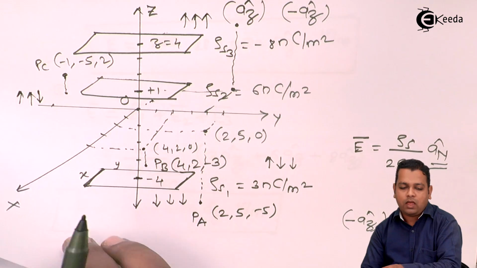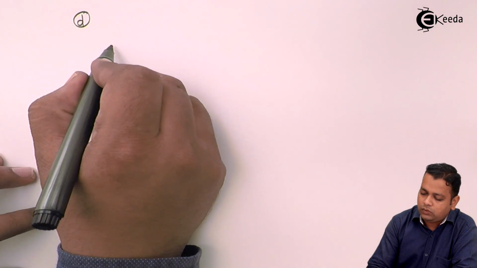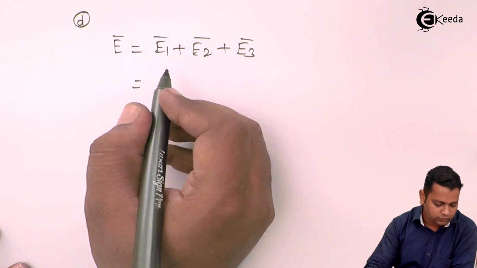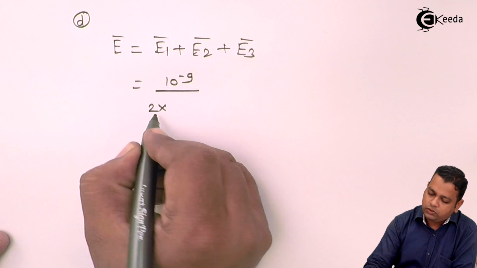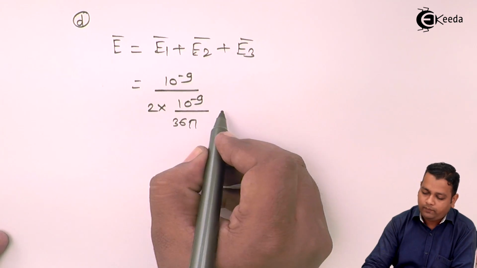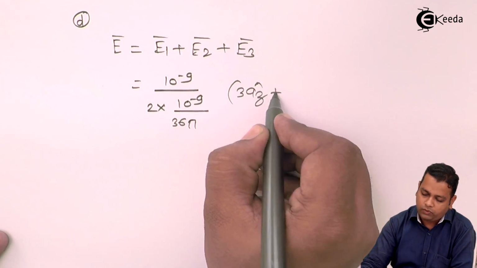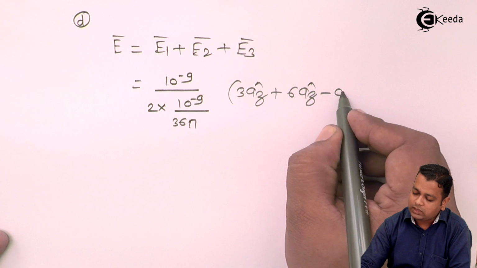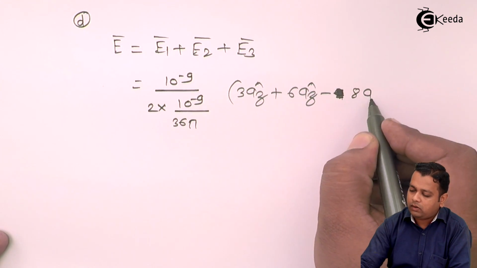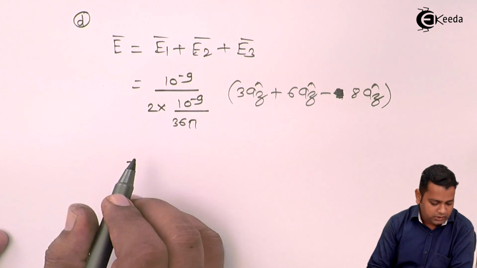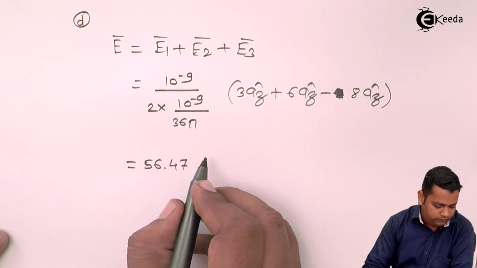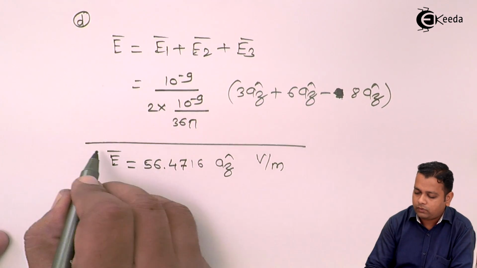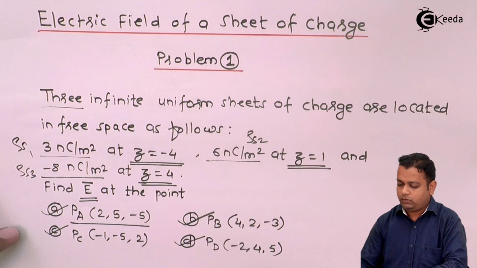Hence, the electric field intensity at point PD in part D, we can have E bar is equal to E1 bar plus E2 bar plus E3 bar. The common portion we can write as 10 raised to power -9 upon 2 into epsilon 0, that is 2 into 10 raised to power -9 upon 36 pi. Now in the bracket, 3 AZ cap upward direction plus 6 AZ cap upward direction plus -8 of the surface charge density and AZ cap upward direction. So we finally get 56.4716 AZ cap, unit is volts per meter. This is the required answer for part D. So part D answer is 56.4716.